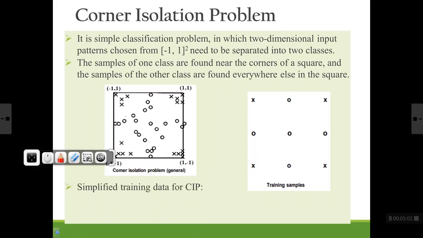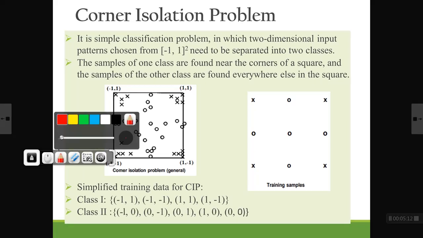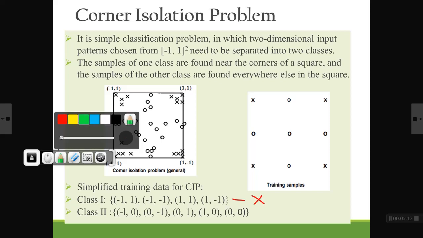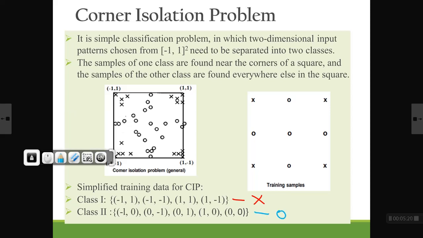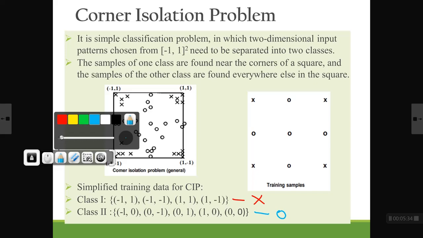So doing that, we have taken a few training samples from this corner isolation problem. This is a simplified training data which is used to design a neural network for the corner isolation problem. There are two classes: class 1, which is made up of X's, and the other class, which is made up of zeros or circles. So these are the two classes.